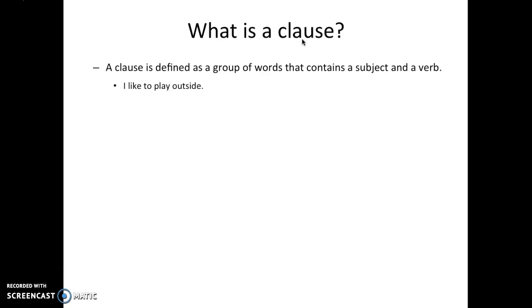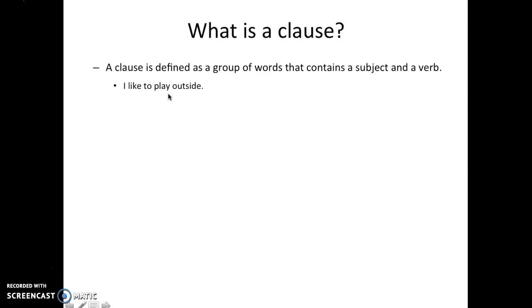Okay? So if you take this sentence, for example, I like to play outside. This is a sentence, but it's also called a clause. Why? Because you have a subject, I, and a verb, like to play, and it's a sentence. Okay, so I like to play outside.